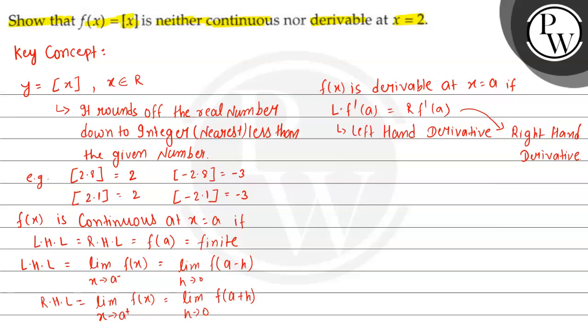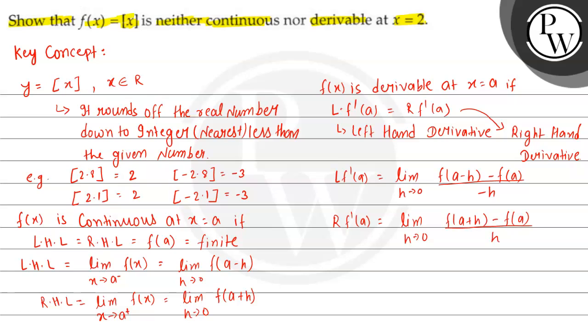Again, the left hand derivative is equal to limit h tends to 0 f of a minus h minus f of a divided by minus h. Similarly, the right hand derivative is equal to limit h tends to 0 f of a plus h minus f of a divided by h. So if both the left hand derivative and right hand derivative at x equal to a are equal, then in that case we can say the given function is differentiable at that particular point. So we will use all this concept here to solve this.